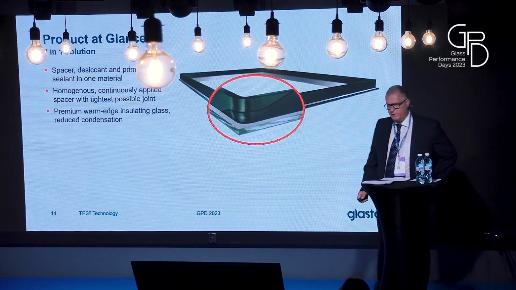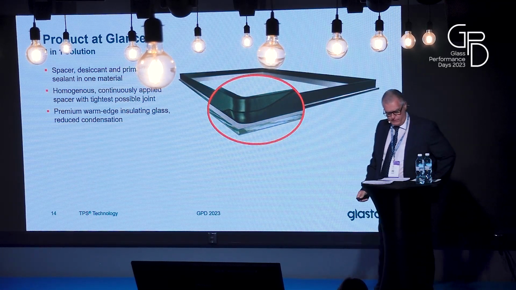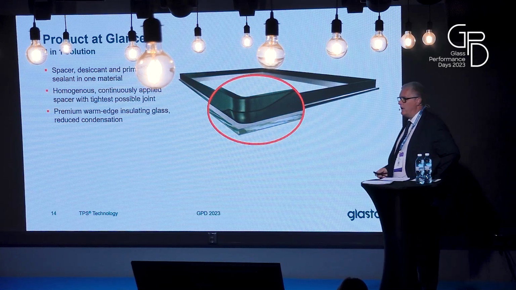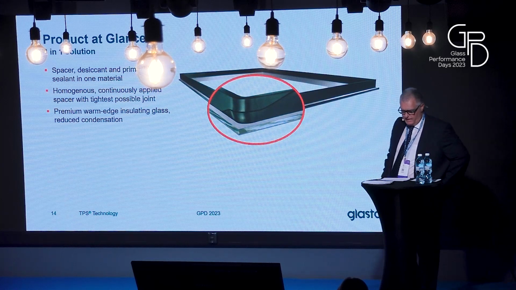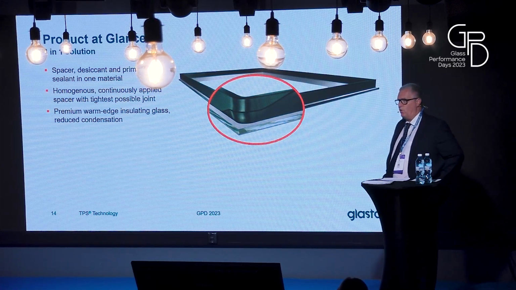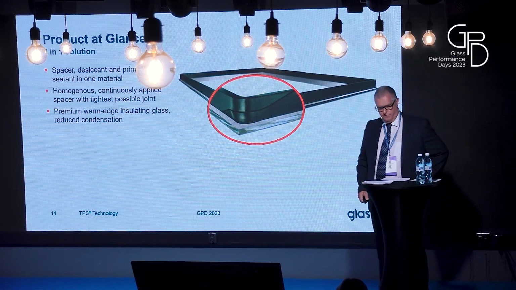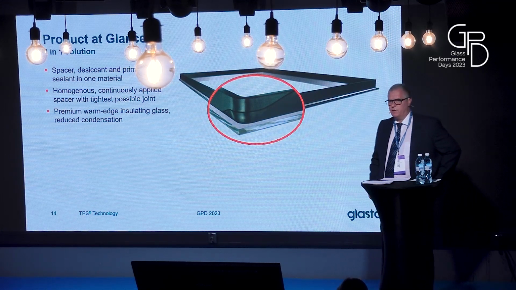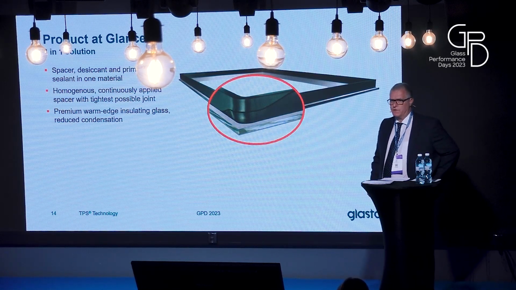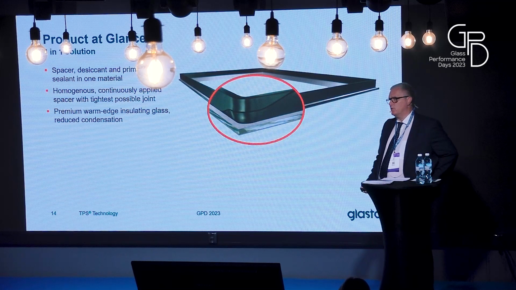A very important area of the spacer is the joint. There should be an overlap between the beginning and the end of the application to ensure absolute gas tightness. And if this joint is placed in the corner, as you see it here, it is almost invisible to everyone. TPS material is a premium warm edge product with strongly reduced condensation and very low U values.